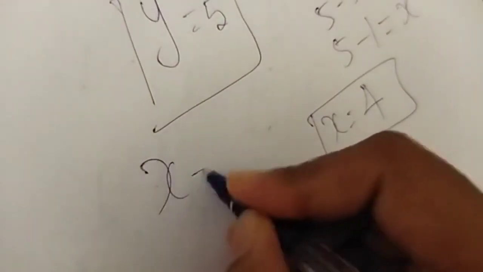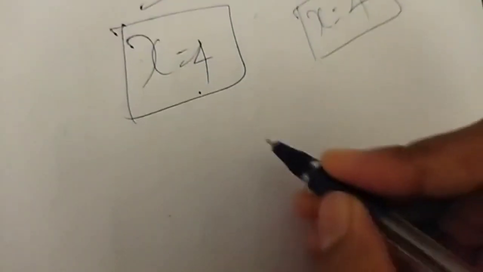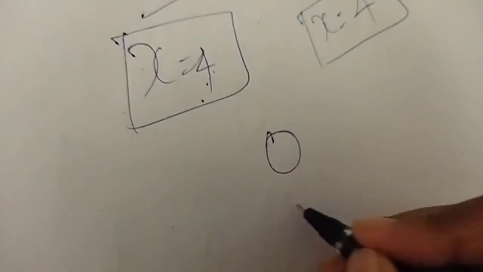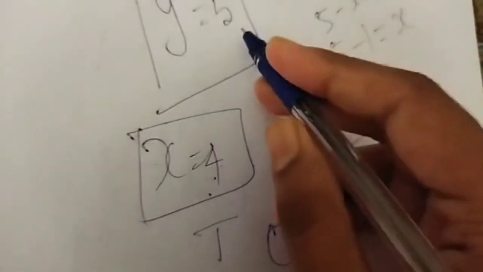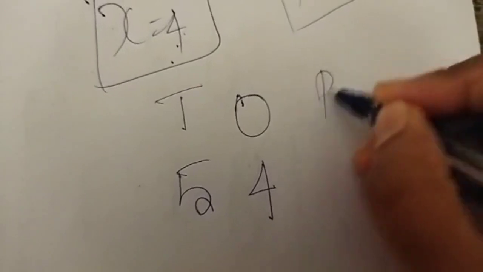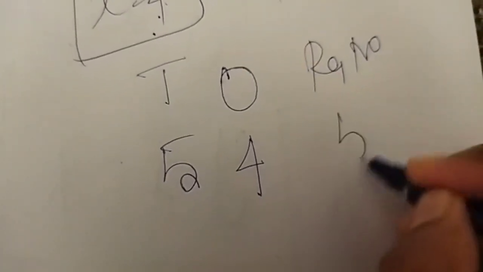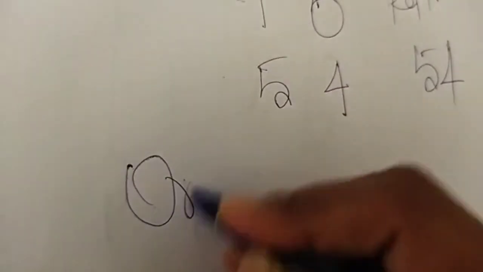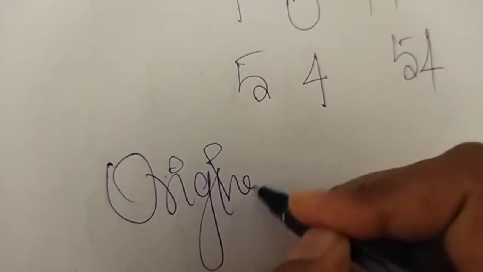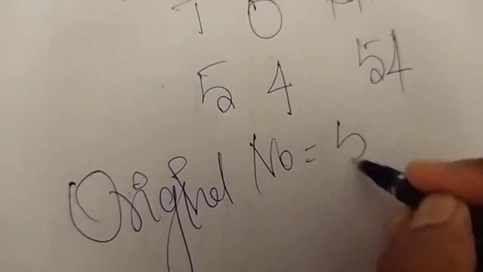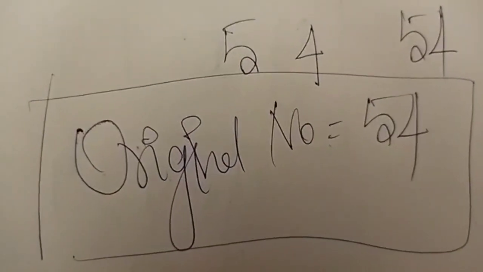Now we have x is equal to 4 and y is equal to 5. So x is the ones digit 4, and tens digit is 5. So required number is equal to 54. So what is the original number? Original number is equal to 54. Let's go to the next sum.